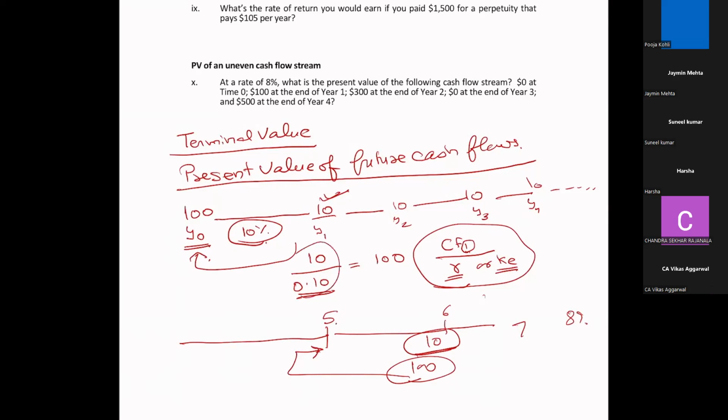Terminal value should not be 10 divided by 1 plus 0.10. This is the present value of rupees 10. This is not the present value of all the future cash flows. For all the future cash flows, I will invest rupees 100 today, and forever at the rate of 10%, I will get 10 rupees every year.